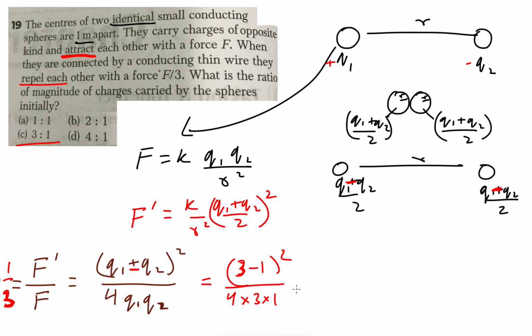So you land up with what? If you have put in this option, you land up with a 2 square which cancels with the 4, and you land up with 1 by 3, which is the expected answer.